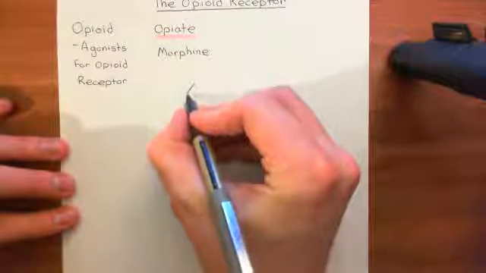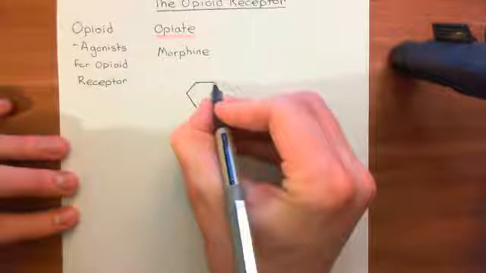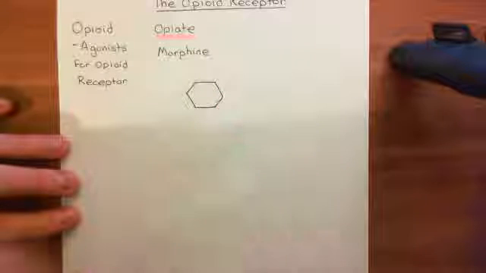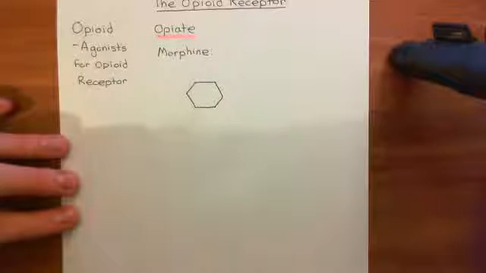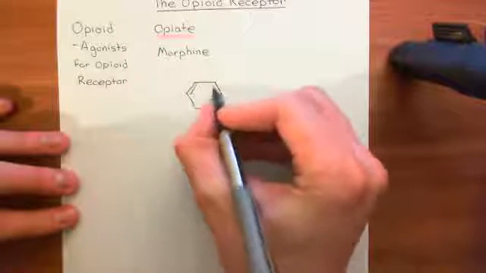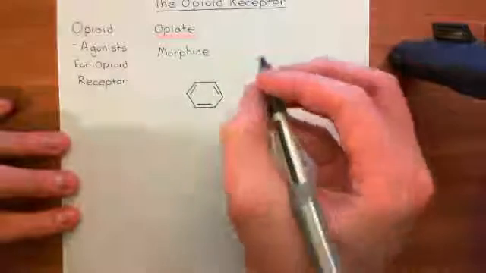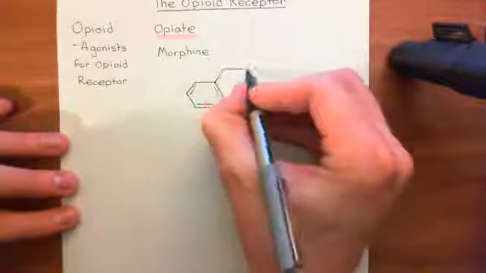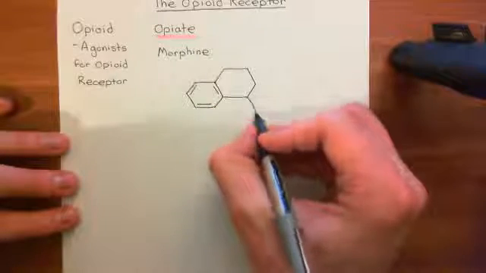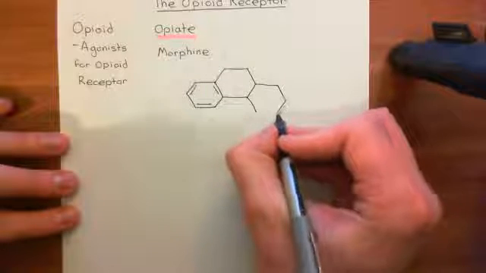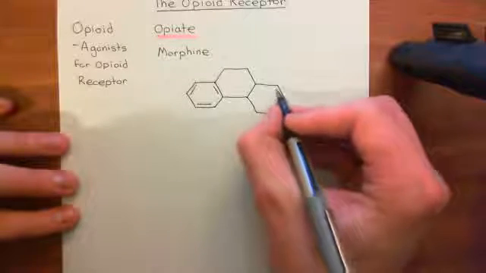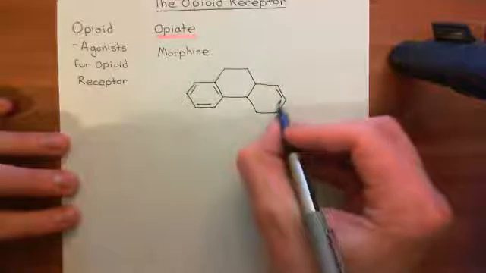Morphine has 5 rings in its structure. We'll begin with this one here, which is a benzene ring, so I'll put alternating double and single bonds. Then in the middle we have another 6-membered ring, like so. Then another 6-membered ring off here, like so. This isn't a benzene ring, but it does have a double bond, whoops, not there, here. Let me just scratch that off.